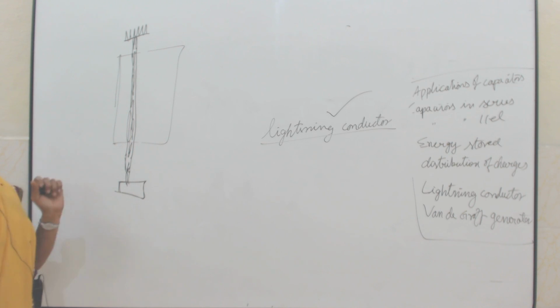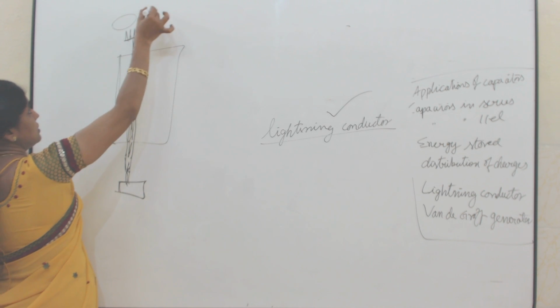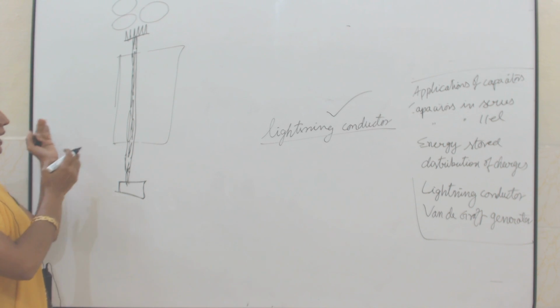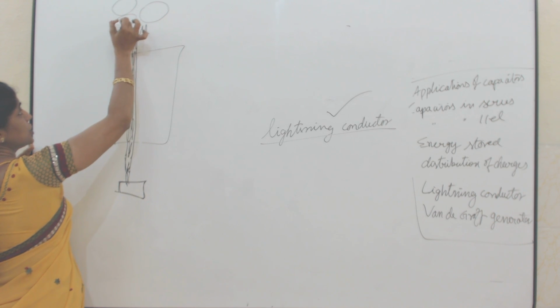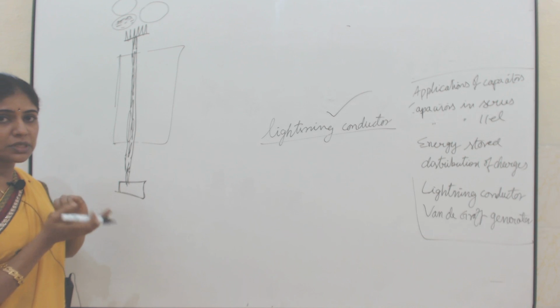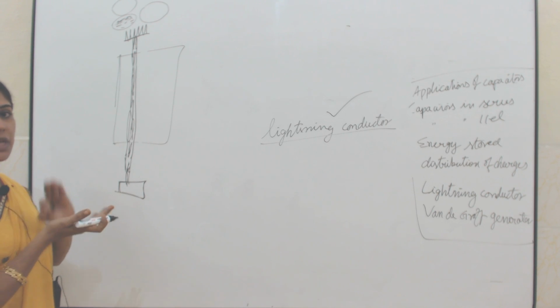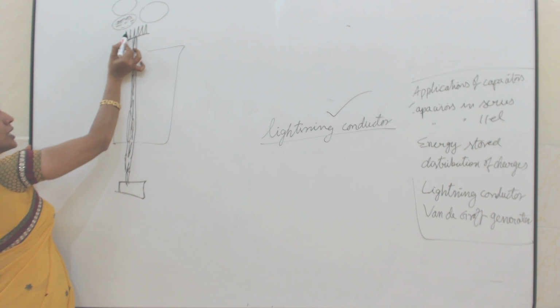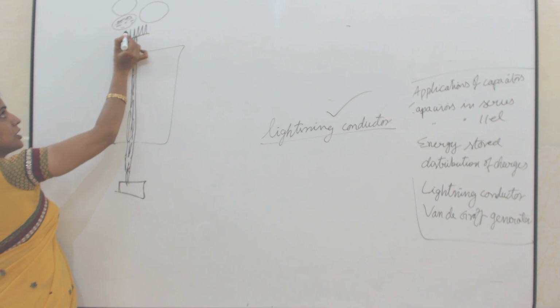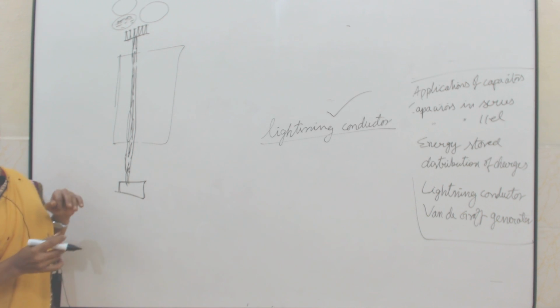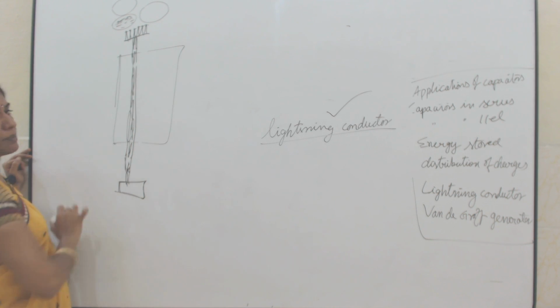Now what happens during lightning? The negatively charged cloud will be passing over the top of the building. When a negatively charged cloud passes, due to the induction process, what happens? What is meant by induction? We produce charges without any contact with another object. So when this negatively charged cloud passes over the top of your building, it induces a positive charge at the sharp ends of this conductor. Now this gains a positive charge.